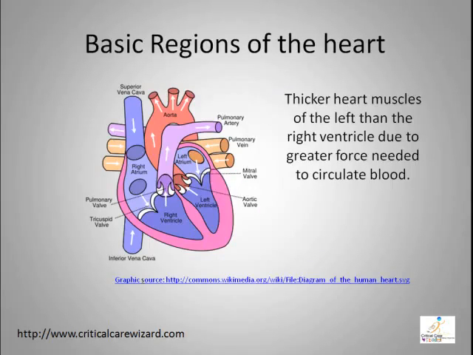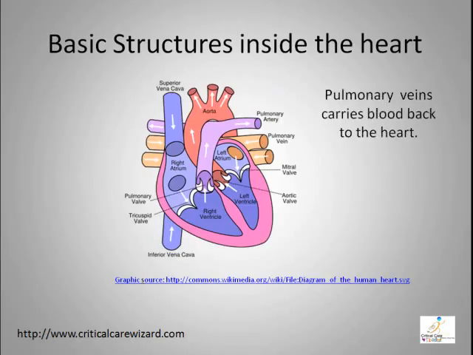As common thought and practice, the left ventricle heart muscle is thicker than the right ventricle due to the greater force needed to circulate blood. After blood has been oxygenated, the pulmonary veins carry the blood back to the heart.